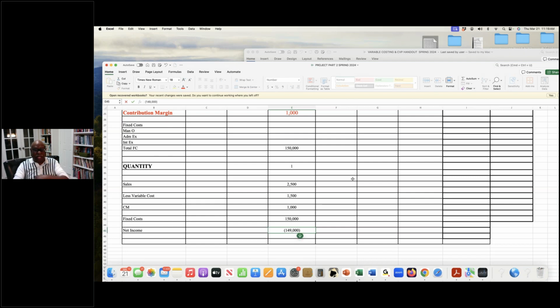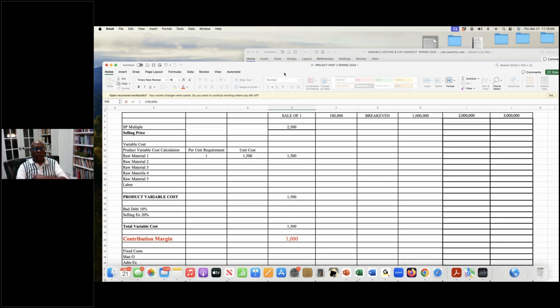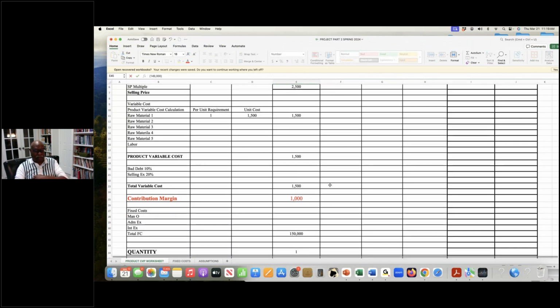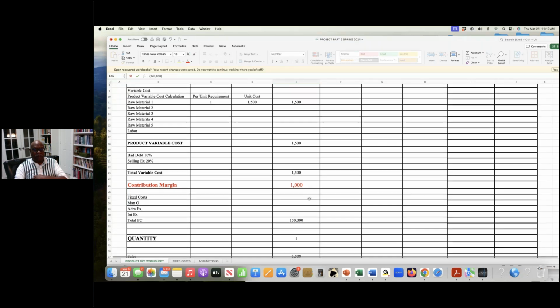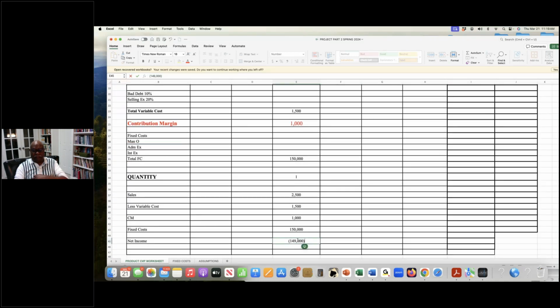Any questions on this first column? So you're supposed to be working with me. You're supposed to have this Excel spreadsheet up. We sold it. It cost us 1,500. We sold it for 2,500, and so the contribution margin is 1,000. Sales less cost. Our fixed cost was 150,000, and so we sold just one. It's a loss of 149,000. Any questions so far?